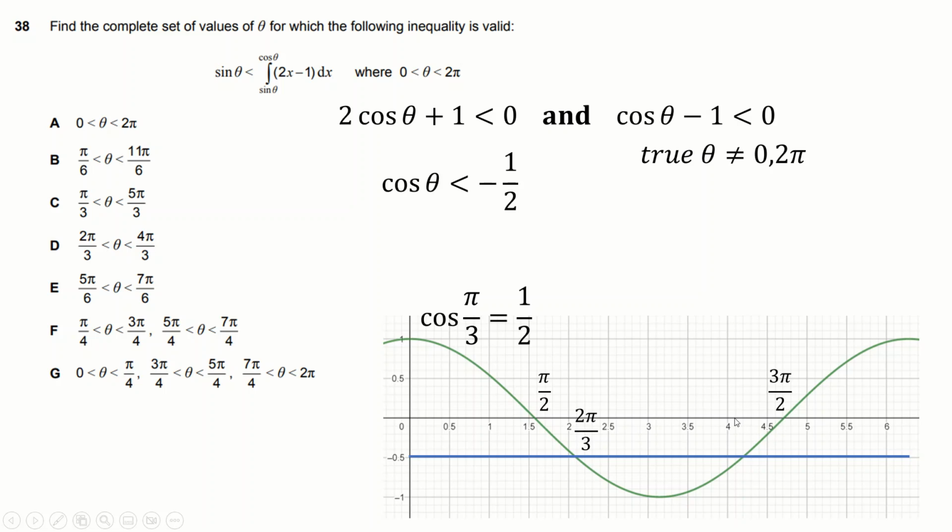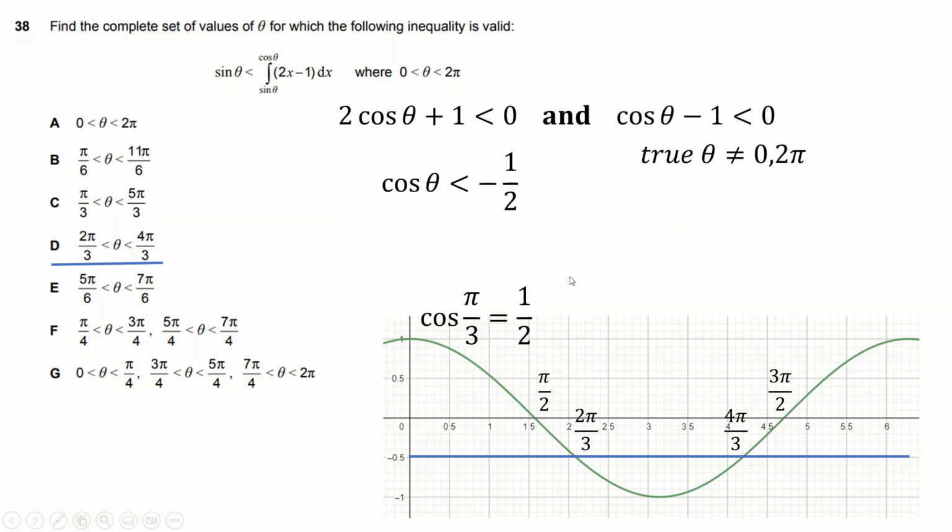Take away a sixth pi to get back to this root, and you'll get that. And so to be less than this, cos needs to be between these two values, which is this condition here. Again, that doesn't affect any of this, which is good.